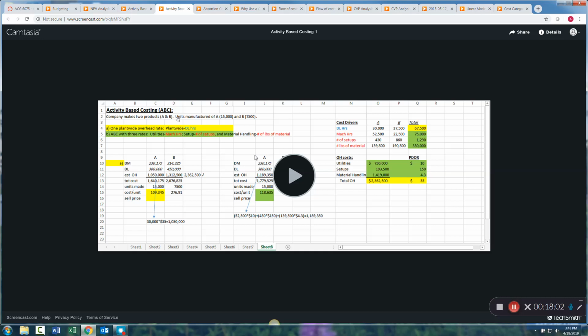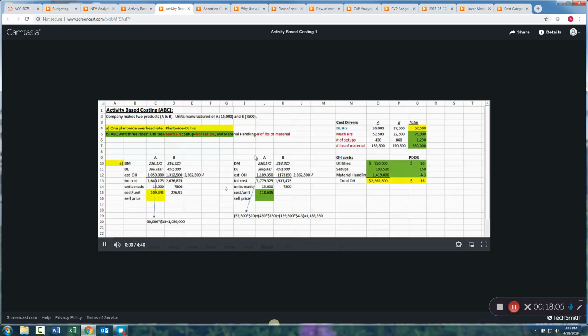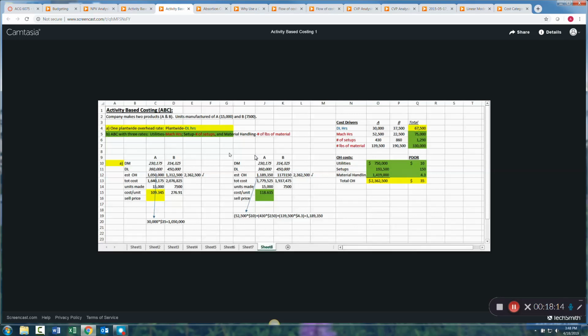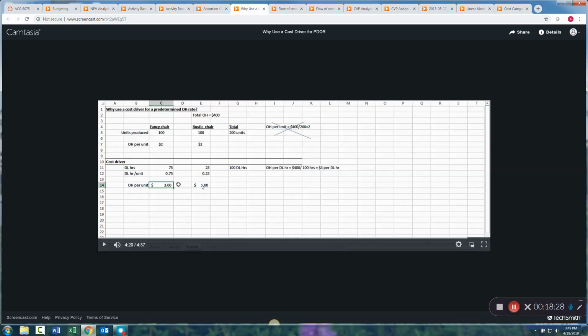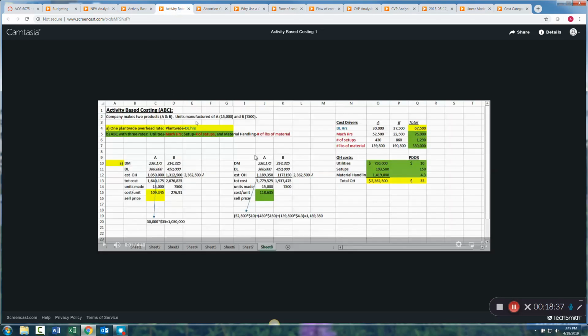Then we moved into activity-based costing. And in activity-based costing, what we were aiming at is that our goal was to see if there was a better approach than just having one predetermined overhead rate. So if we accept the fact that using a predetermined overhead rate helps us to better allocate costs, like in the fancy chair and the rustic chair, then under activity-based costing, we're making a more deliberate effort to try to get an even better overhead estimation.